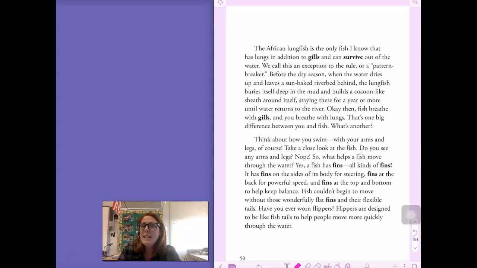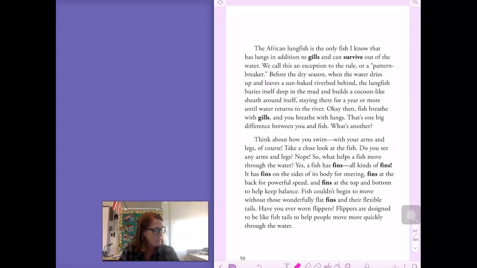The African lungfish is the only fish I know that has lungs in addition to gills and can survive out of the water. We call this an exception to the rule or a pattern breaker. Before the dry season, when the water dries up and leaves a sun-baked riverbed behind, the lungfish buries itself deep in the mud and builds a cocoon-like sheath around itself, staying there for a year or more until water returns to the river. Okay then, fish breathe with gills and you breathe with lungs. That's one big difference between you and fish.